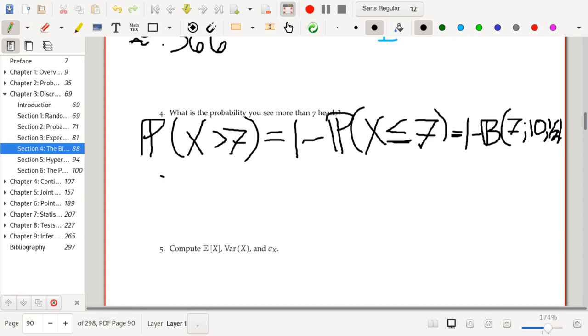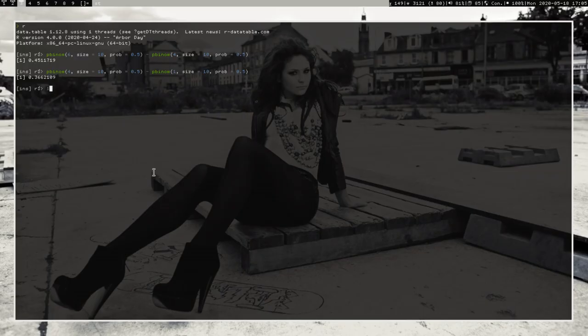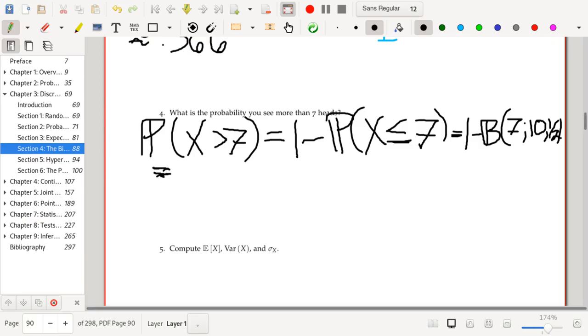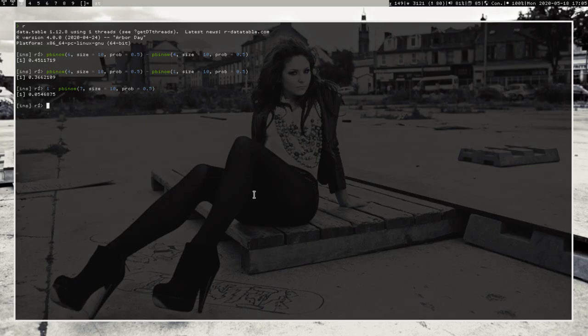And now, we need to compute that, and we're going to turn to R for that. So this is 1 minus the CDF at 7, size equals 10, prob equals 0.5. So the probability is about 0.05, let's say 0.055. So this is approximately equal to 0.055.